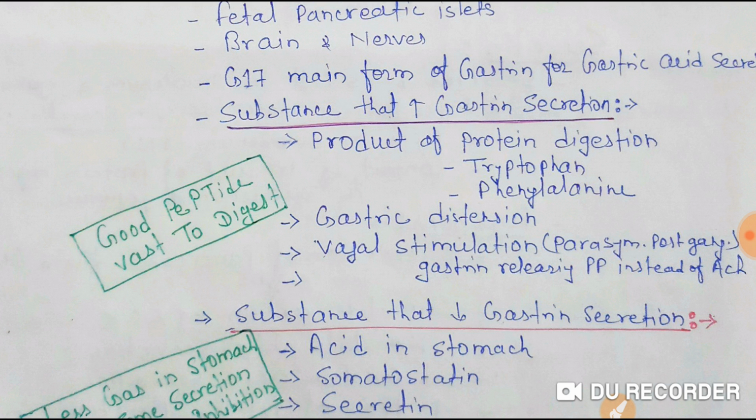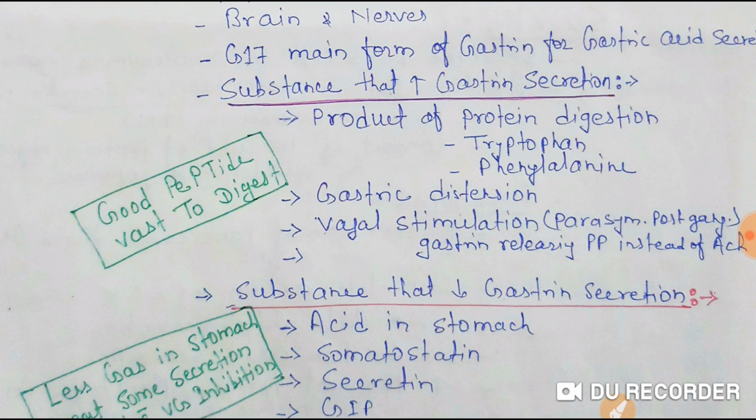stimulus for the secretion of gastrin, and it releases gastrin releasing peptide instead of acetylcholine. Here the neurotransmitter is GRP. The trick or mnemonic for increased gastric secretion is "Good peptide fast to digest."